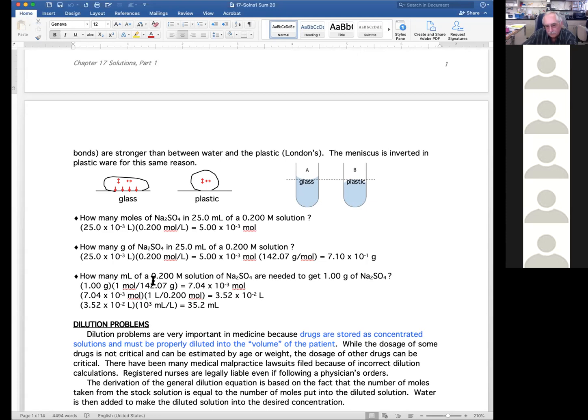How many milliliters of a 0.2 moles per liter solution of sodium sulfate are needed to get 1 gram of sodium sulfate? That's my conversion factor. How do I start the problem? 1 gram of sodium sulfate, I just write it down. And I'm thinking the conversion factor has moles, not grams, so I have to convert grams into moles. Then I can get rid of moles and keep liters. Make sense? Then I just convert it into milliliters.